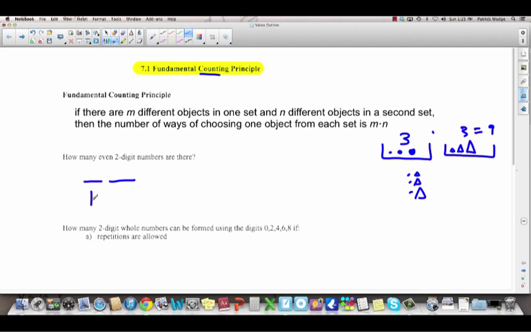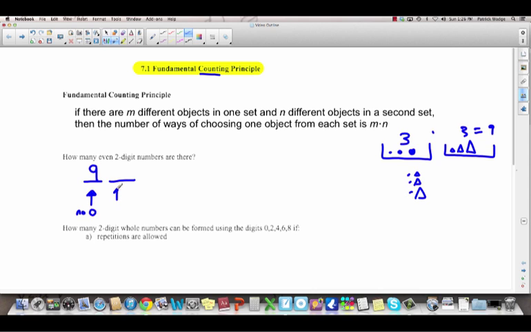Okay, how many digits can fit in the first spot, the 10 spot? Can they all fit in there? No, there's one number that can't fit in there. You can't put a 0 there because we need a 2-digit number, and we're not going to count 03 as a 2-digit number. It's really just 3. So you can't put 0 there, so that leaves us with 9 possibilities in that first spot.